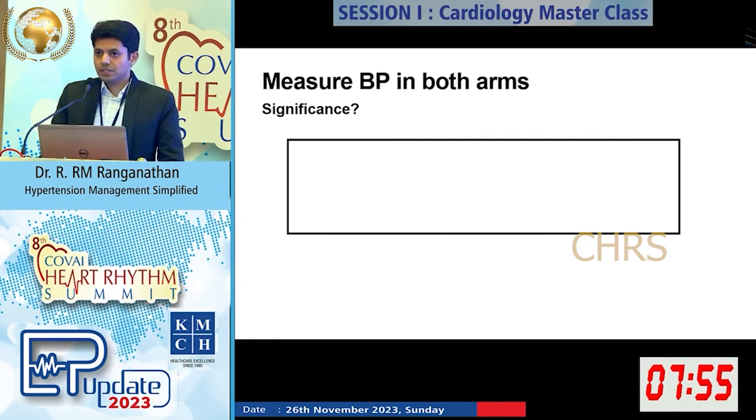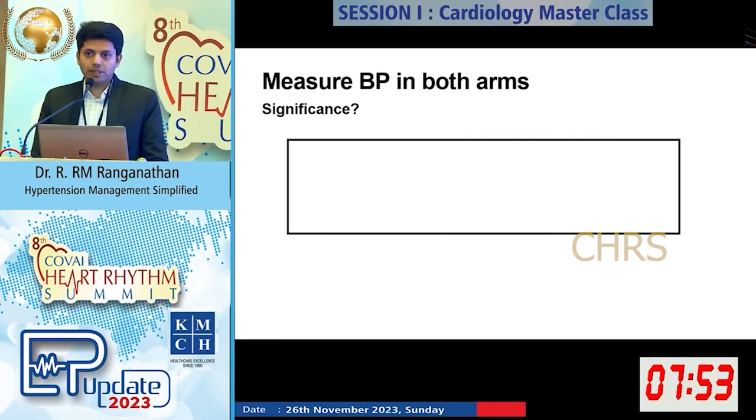In subsequent visits, you need to make sure you record blood pressure only in the arm with higher blood pressure reading. Even if you are not able to measure blood pressure in both arms during every visit, at least during the first visit, it is very, very important that we measure blood pressure in both arms.